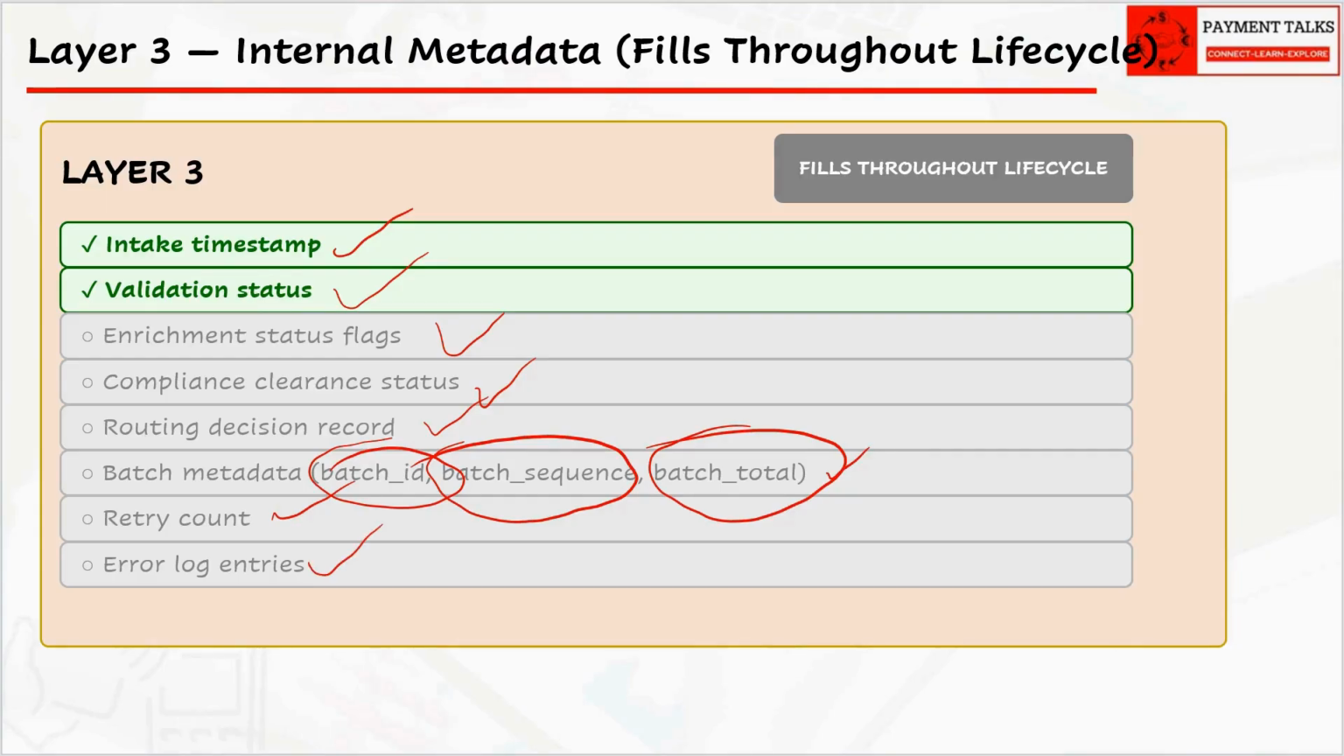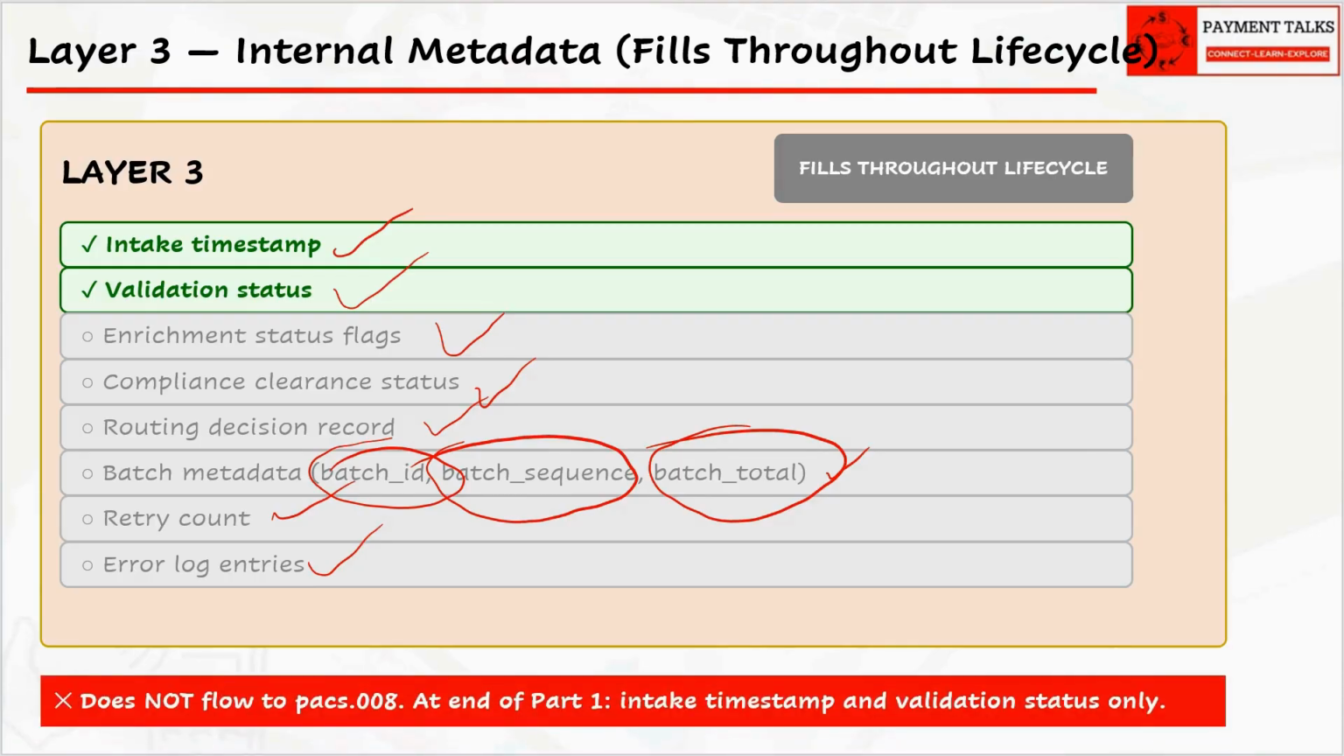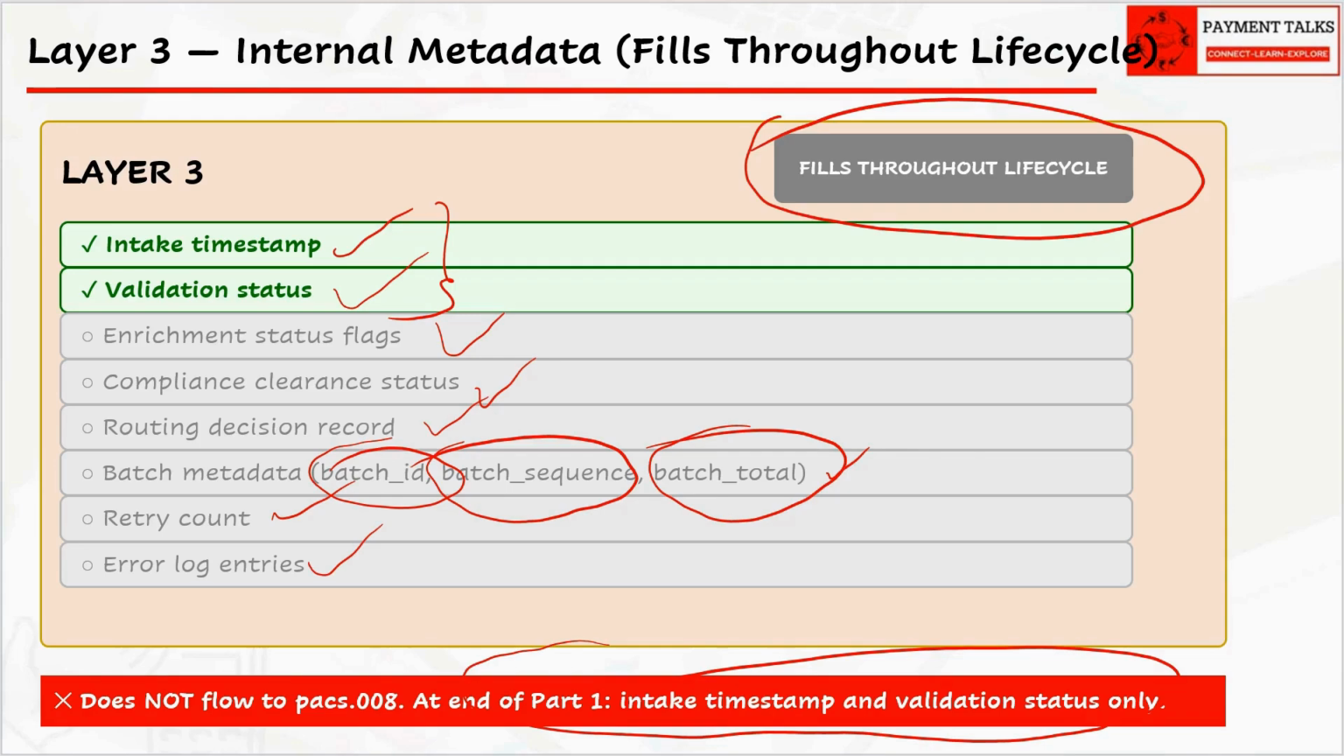At the end of part 1, layer 3 has exactly two entries, the intake timestamp and the validation status. Everything else fills in as the payment moves through the pipeline in part 2.